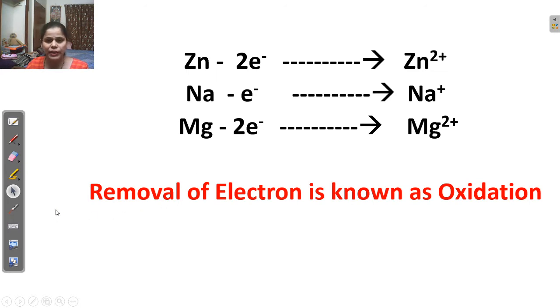Removal of electrons is known as oxidation. You can see in these examples, zinc removes electrons and forms the zinc ion, sodium removes its one electron and forms the sodium ion, magnesium loses its electrons and forms the magnesium ion. So the removal of electrons is known as oxidation. Understand?